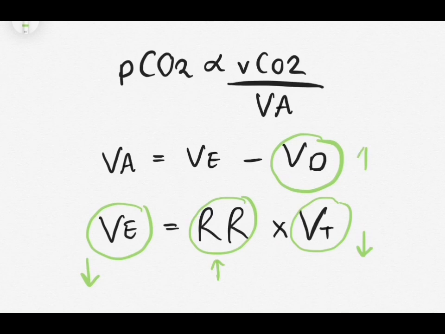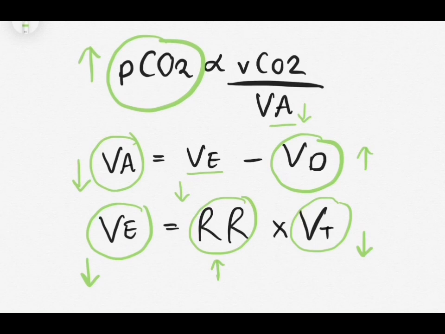If we combine this with an increase in dead space, then the overall effect of that is that our alveolar ventilation will be impaired. We therefore know that impaired alveolar ventilation is going to be directly associated with an increase in CO2.